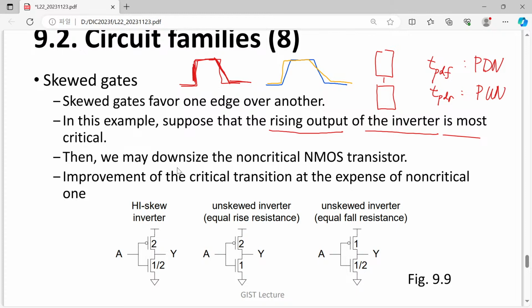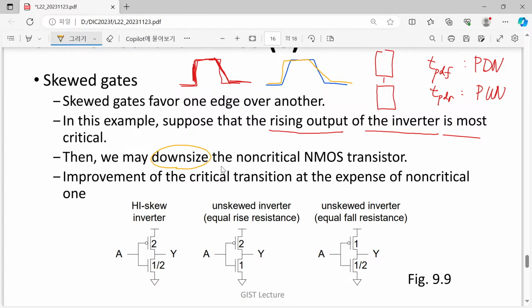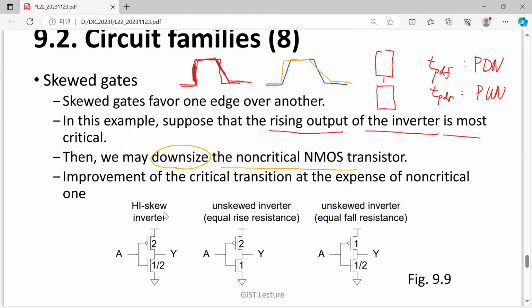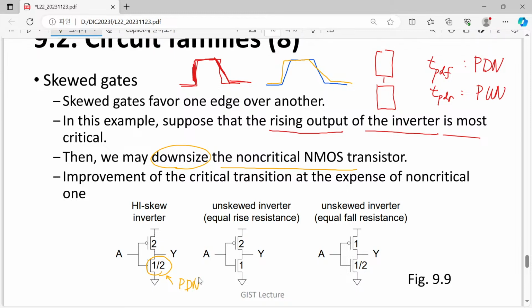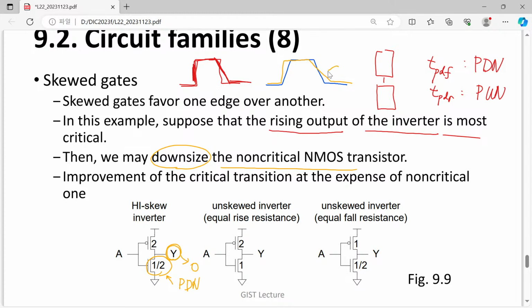Then we may downsize the non-critical NMOS transistor. What is the benefit of this smaller NMOSFET? Of course, if you reduce this NMOSFET, then the relative strength of your pull-down network is weakened, so there is not sufficient driving force to drive your Y output down to 0. So it will take longer time.